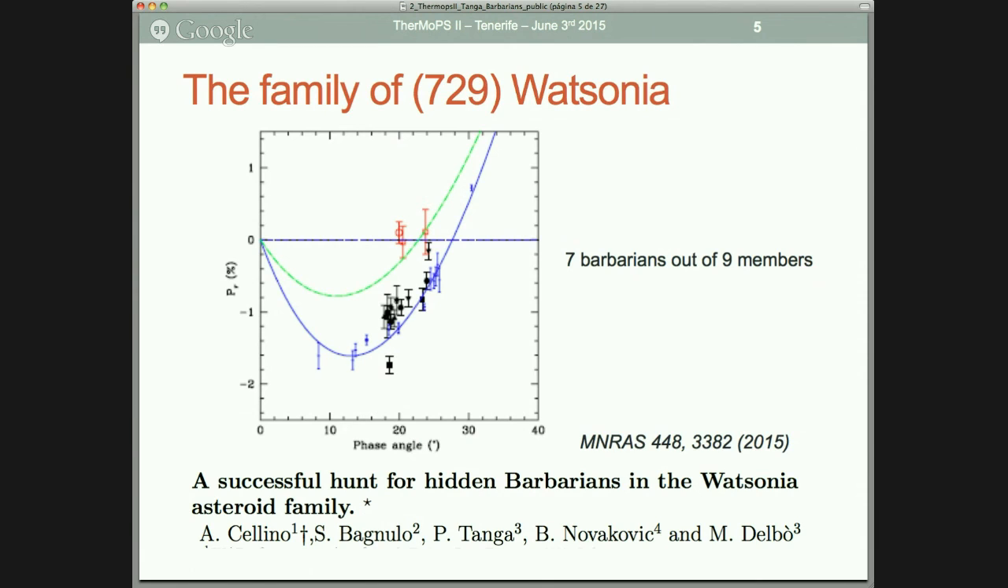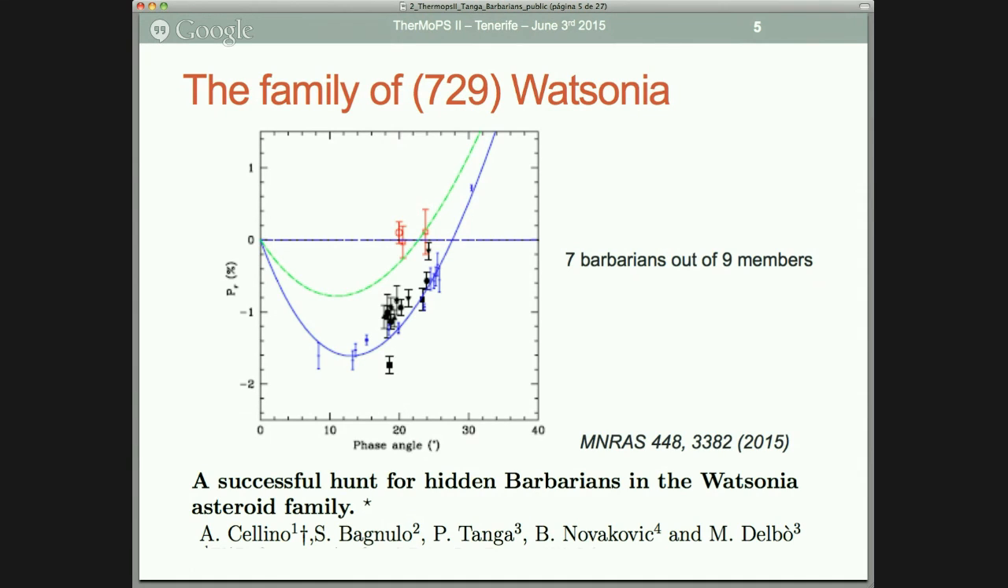The red dots here refer to the normal asteroids, and the black and blue to the barbarian components of the family. These 2 ones could also be interlopers of the family. Maybe they have nothing to share with the others. We have no spectra for them.